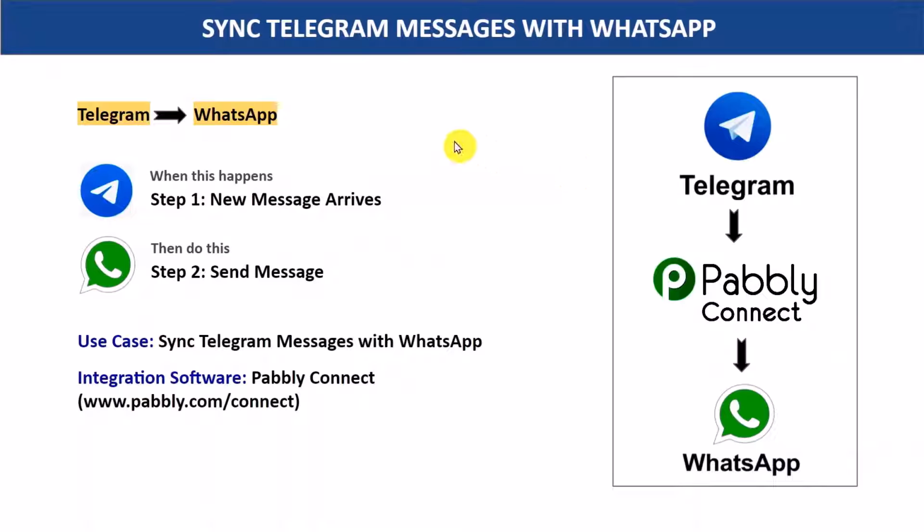Hey everyone! In this video, we are going to learn how you can send Telegram messages to WhatsApp automatically, or syncing Telegram messages with WhatsApp. As it is known, Telegram and WhatsApp don't have a direct connection. That's why we are going to integrate both of these applications with the help of an integration software, that is Pabbly Connect, so that whenever a new message arrives on Telegram, Pabbly Connect will automatically send the message on WhatsApp at the same time. And you know what the best part is? This process requires no coding knowledge and any non-technical person can also do this easily. So let's begin with the process.